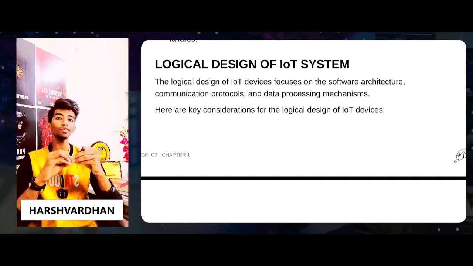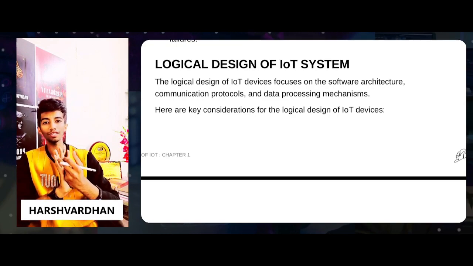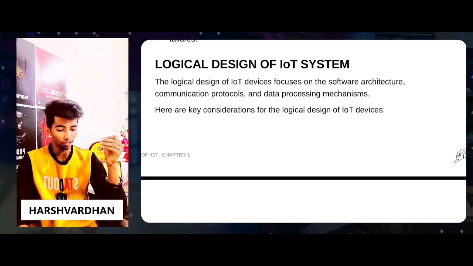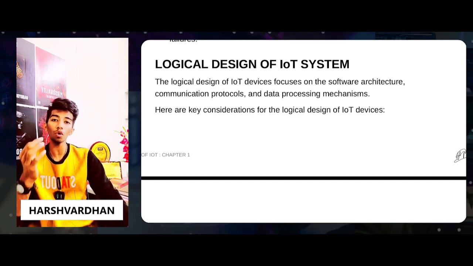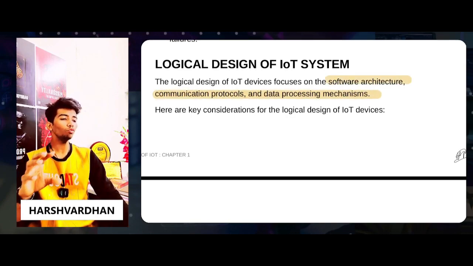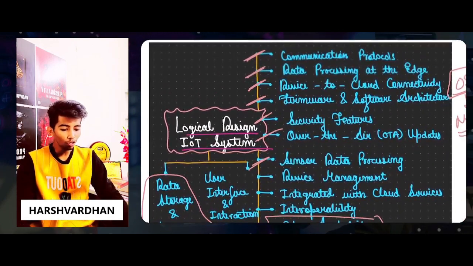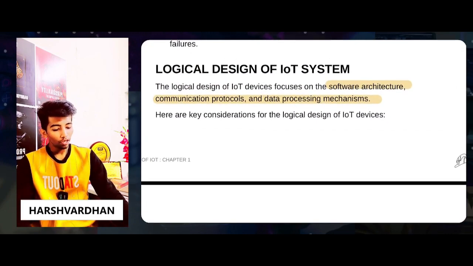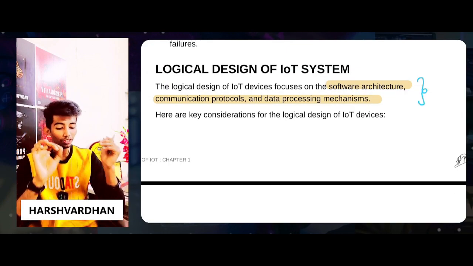Now the thing that comes is the logical design. We have discussed the basic components first, then we have seen the design of an IoT system, then we have seen the physical device. Now we will see the logical design. Talking about the logical design, it majorly focuses on the software architecture, communication protocols and data processing mechanisms. These were the fields of interest when we talk about the logical design system. So this is how the logical design actually looks. It contains the software architecture, communication protocol and data processing mechanism, these three things will be there.